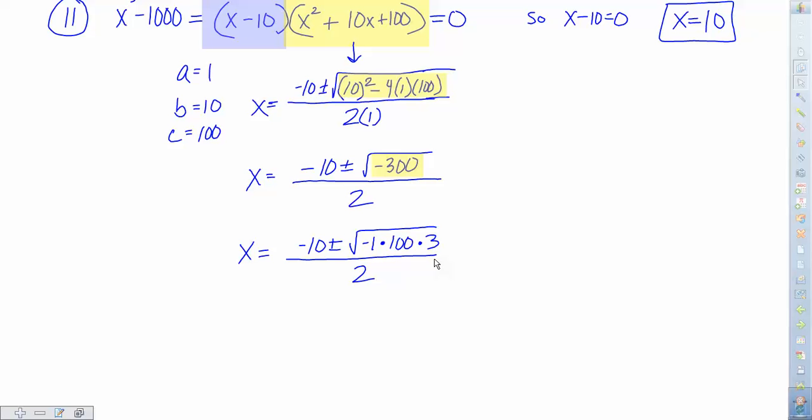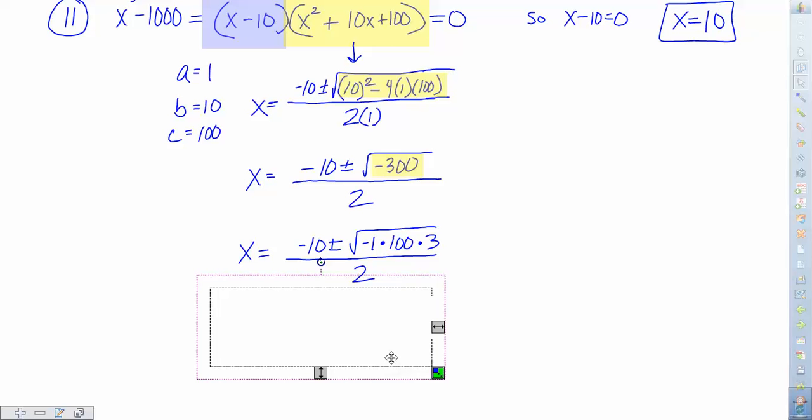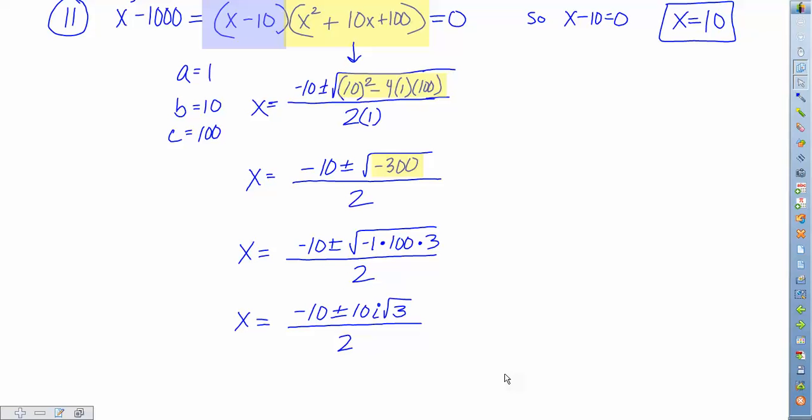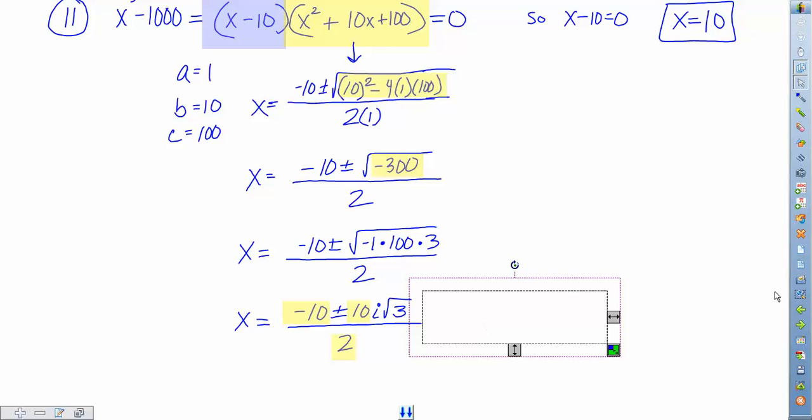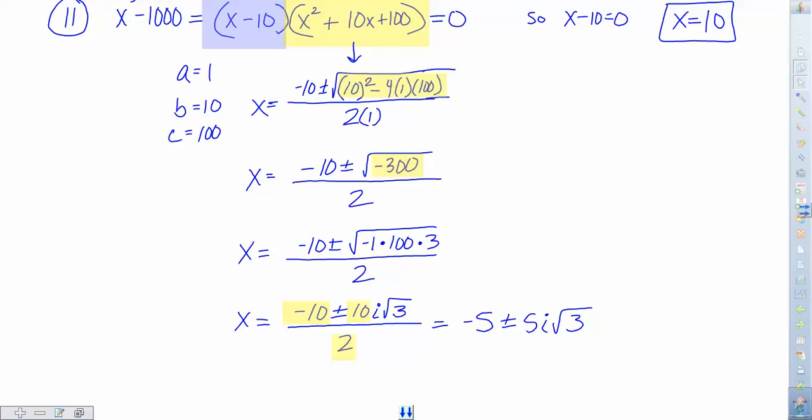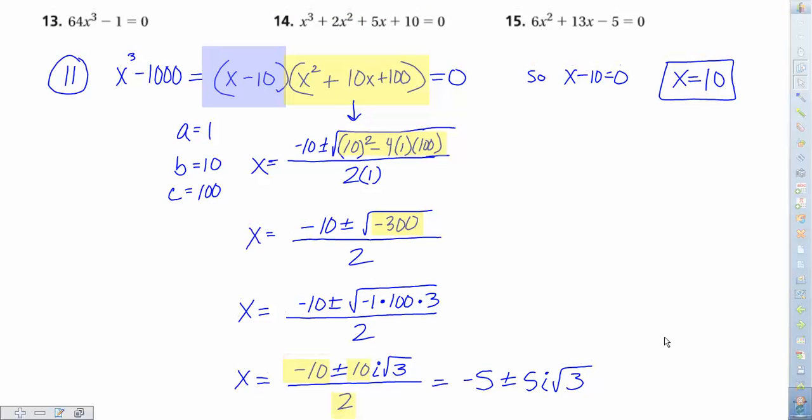So now I can take the square root of the 100, take the square root of negative 1, so that would give us negative 10 plus minus 10i times the square root of 3, divided by 2. Next move, let's take that negative 10 and that plus minus 10, and divide each one of those by 2. And so that would take us to this quantity right here of negative 5 plus minus 5i square root of 3.